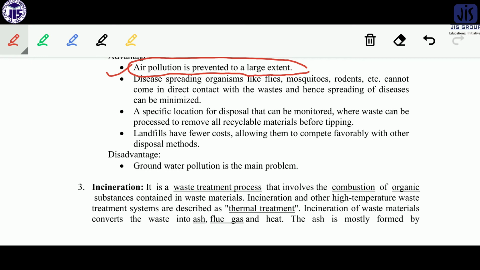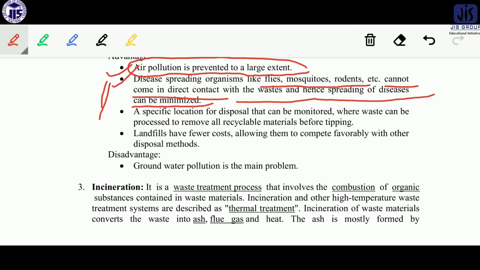So if we consider land pollution, air pollution is highly prevented. There is no scope of air pollution in the landfill process. Then second, disease-spreading organisms like flies, mosquitoes, rodents cannot come in direct contact with the waste, and hence the spreading of disease can be minimized. This is the second point. That means we can control the spread of disease by this process.